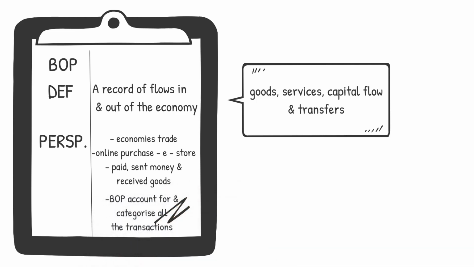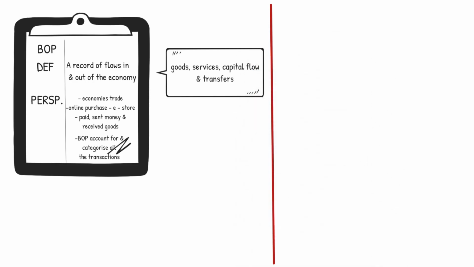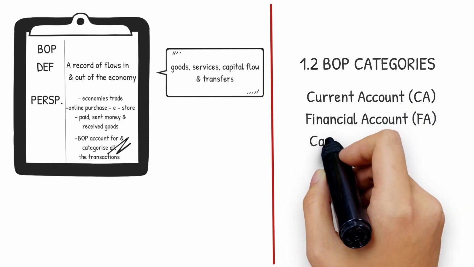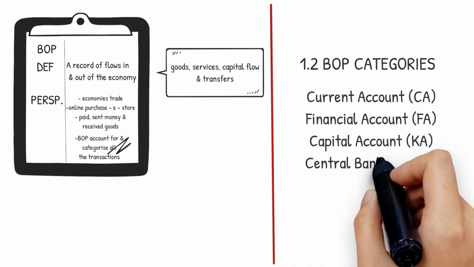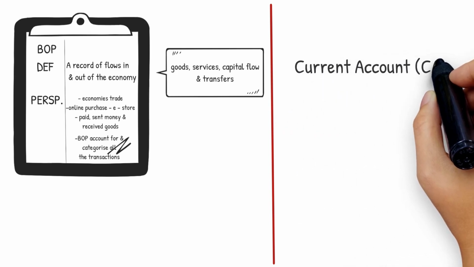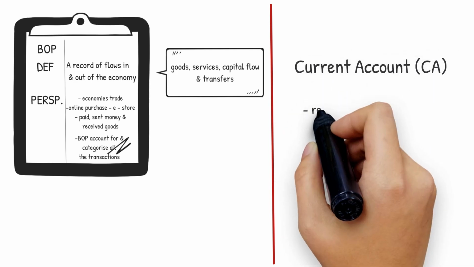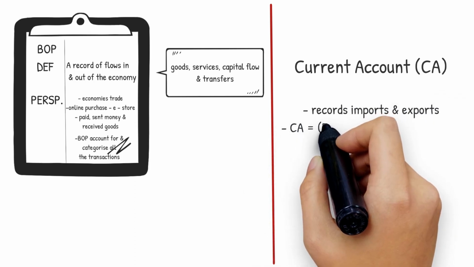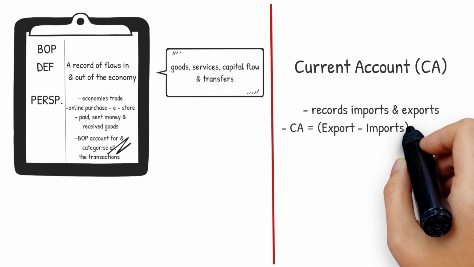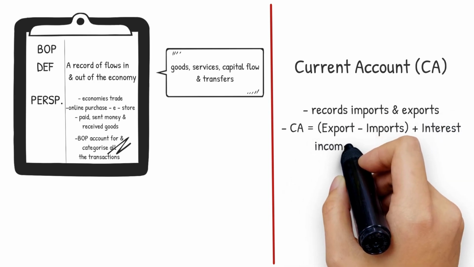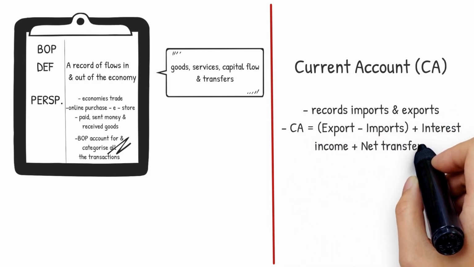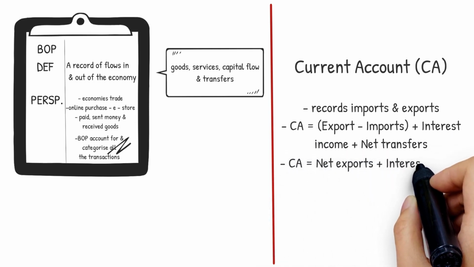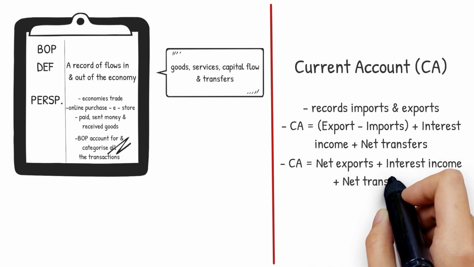Now we have different balance of payments categories. One being the current account, the second one being the financial account, the third one being the capital account, and the fourth one being central bank reserves. The current account records imports and exports of goods and services, transfer payments, and interest income. When calculating the current account, the formula is as follows. It is your exports minus your imports, plus your interest income, plus net transfers. So, in essence, the current account is equal to net exports plus interest income plus net transfers.